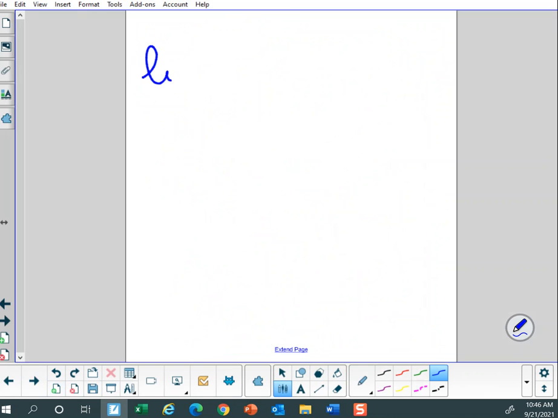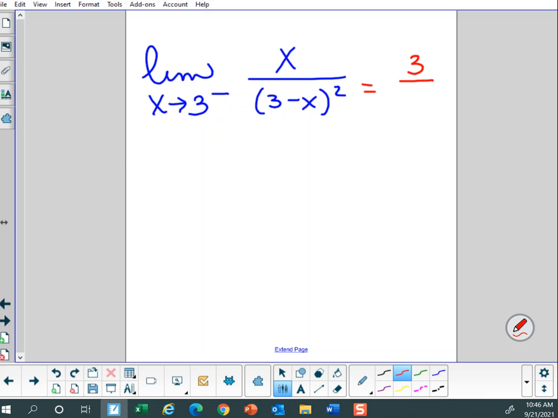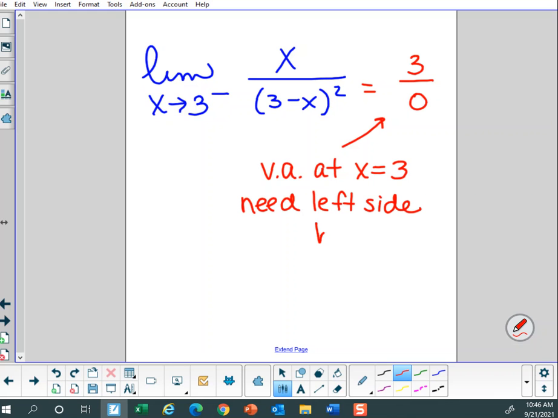Okay. So there's the one that looks like this. x approaches 3. In this case, it's from the left. And it's x over (3 minus x) squared. Okay. Substitution gives me that. So I know I have a vertical asymptote at x equals 3. We're specifically being asked for left side behavior. So, okay.